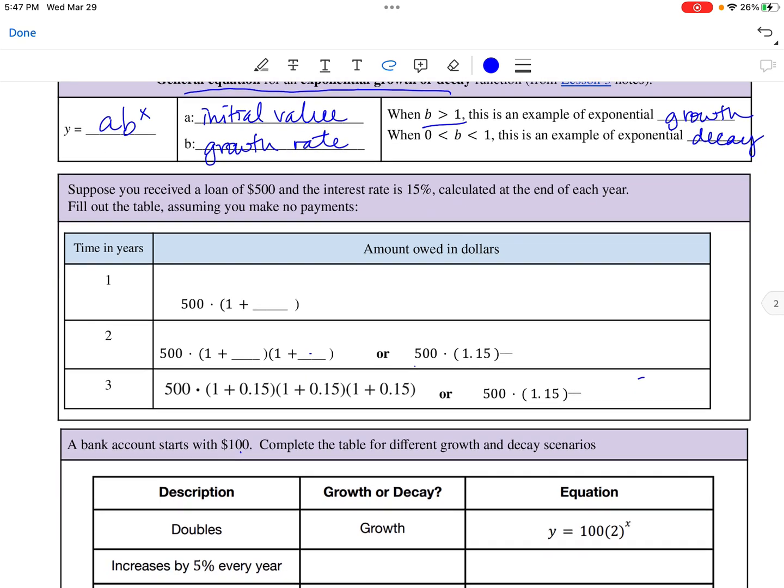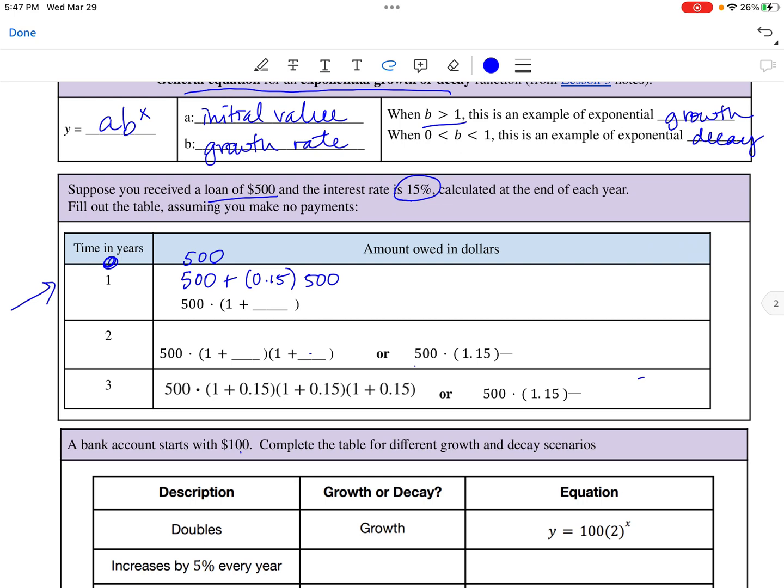So let's have a situation here. We have a loan of $500, and it has an interest rate of 15%, calculated at the end of each year. So let's figure out what our payments are. So we don't have the year 0 here. We can draw it in if we want. When you first get the loan, you just owe $500. But after a year, you are going to owe $500 plus 15% of $500.